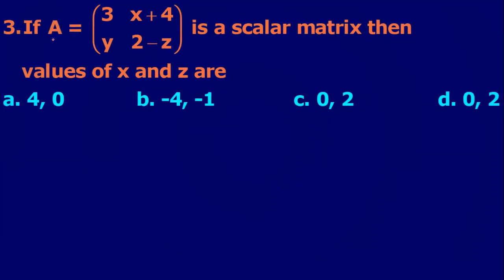Next we discuss one problem. If A equal to 3, x plus 4, y 2 minus z is a scalar matrix, then what are the values of x and z? So we have to find values of x and z. Now here it is given, it is a scalar matrix.